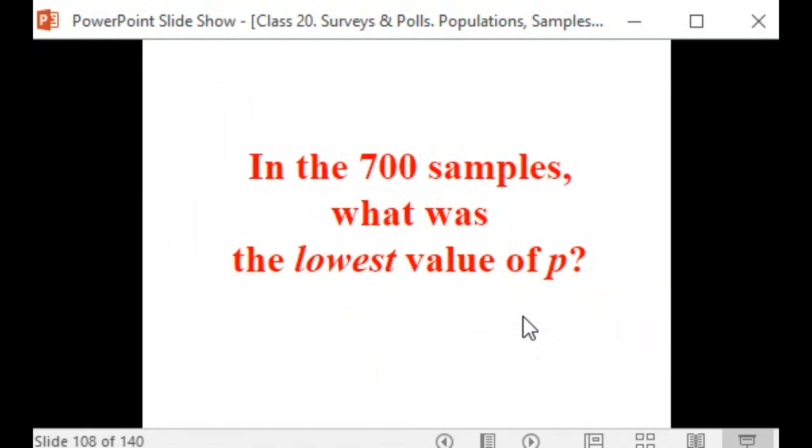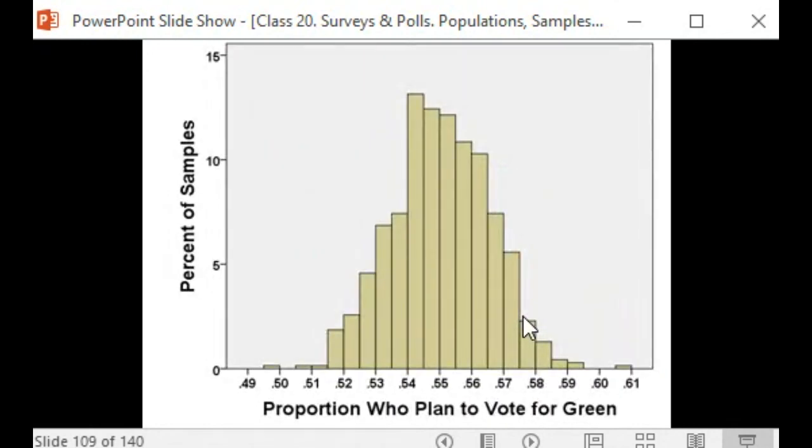So here's another question for you. In the 700 samples, what was the lowest value of P? Here's the sample again, and here's the histogram again, and I'll repeat the question. What was the lowest value of P?